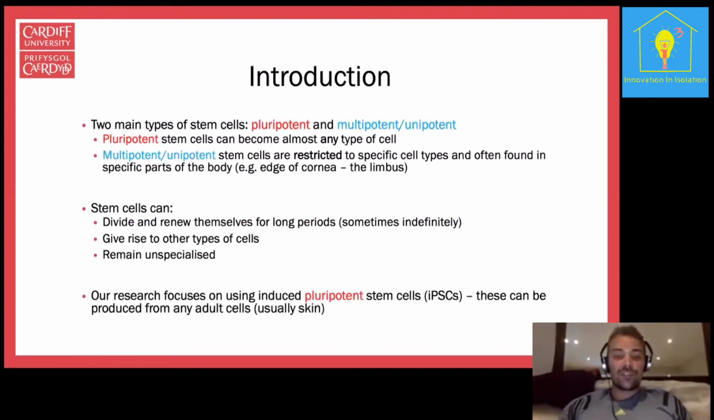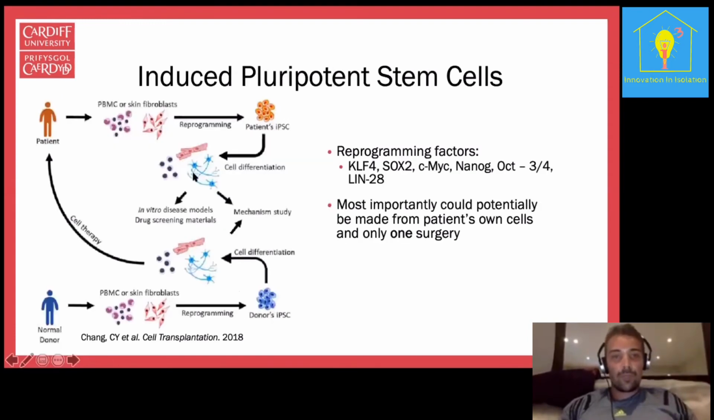But I'm focusing on induced pluripotent stem cells. These cells can be produced from any adult cells, usually skin. Here I've got a little diagram. Don't worry about the details too much. There are two ways. You could get just a regular donor. They could donate some of their skin, for example. You just take a biopsy, and then you can reprogram these cells.